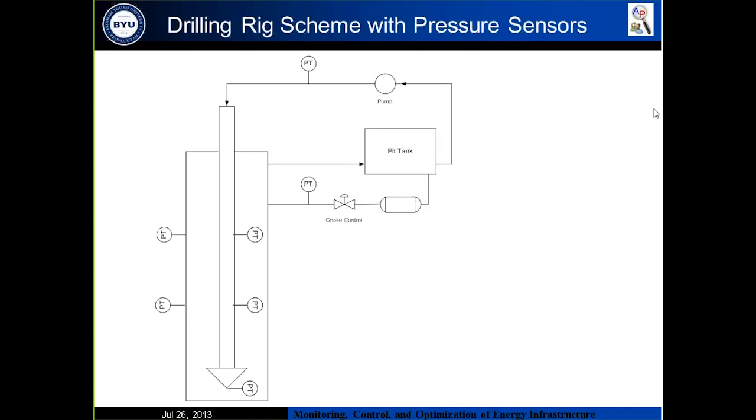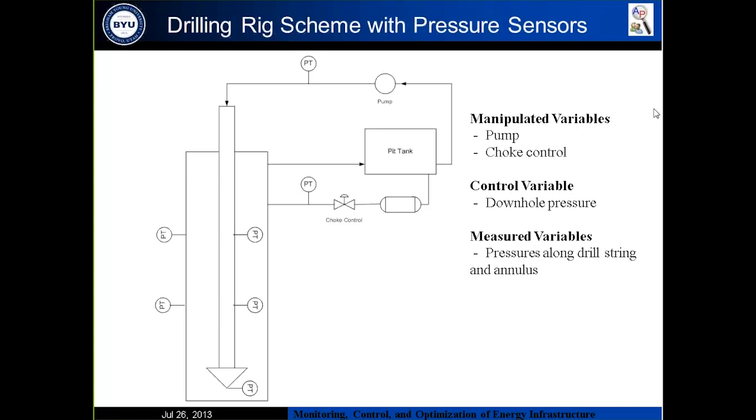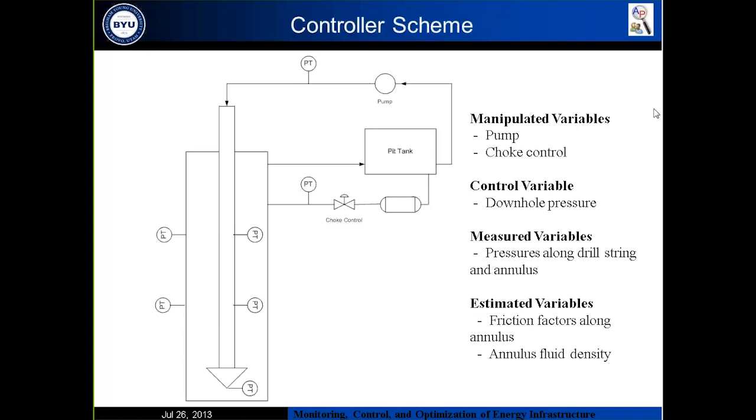This is the structure of the drilling rig that I have modeled. For my manipulated variables, I have the pump flow rate and the choke valve opening. And for my control variable, I have the downhole pressure here. But for now, I'm assuming that I'm controlling it directly. We have measured variables along the drill string and the annulus, and also I have estimated variables: I'm estimating the friction factor inside the annulus and also the density inside.